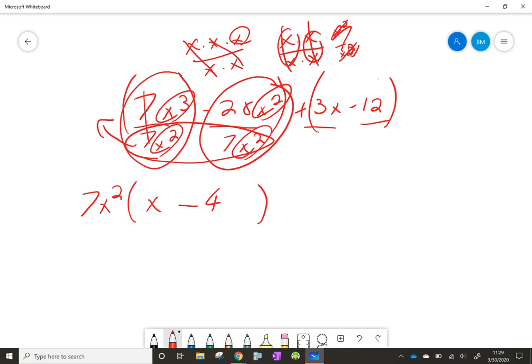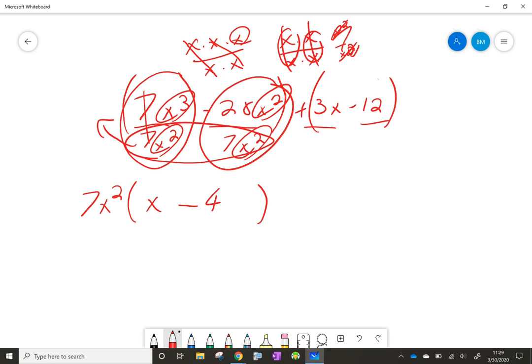They all cancel each other out, and they're gone. So we have the first group factored, 7x squared, and then in parentheses, x minus 4. We can do the same exact thing to the 3x minus 12. It's just another GCF problem. Essentially, what we have here is just two GCF problems. So like I said, if you know GCF, then you can do this just fine.